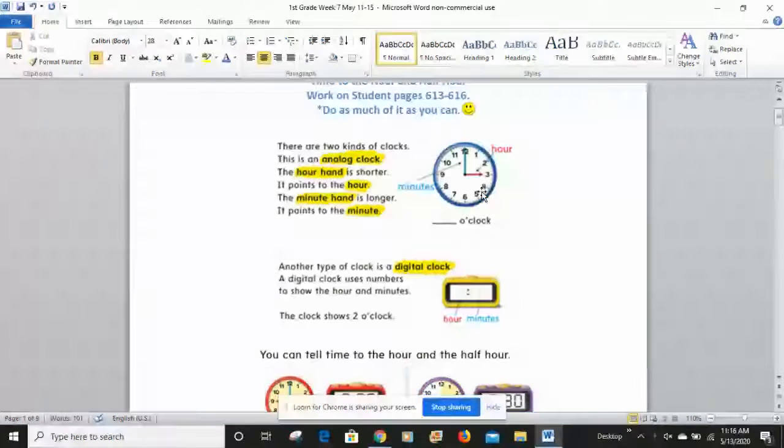There's the analog clock that has an hour hand that is shorter and a minute hand that is longer. And as long as that minute hand is pointing up to 12 o'clock straight to the top, we can say that this clock is on the hour. And all we do is look at the hour hand and see that it is 3 o'clock.